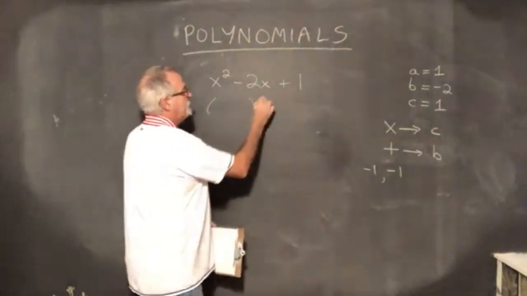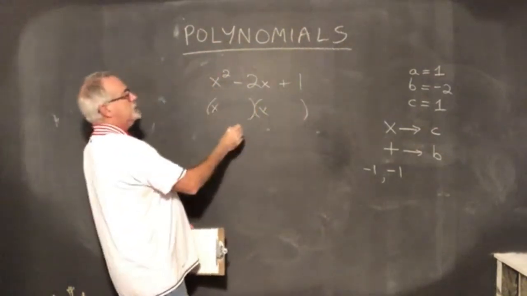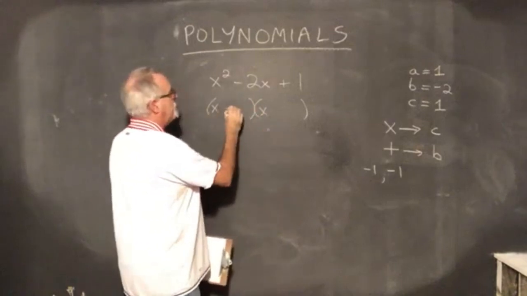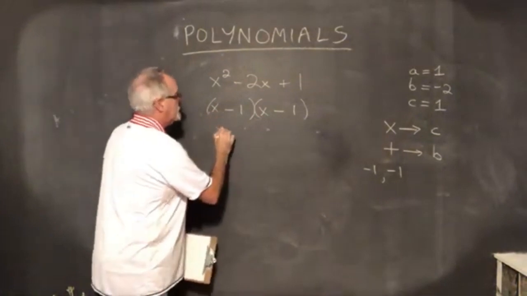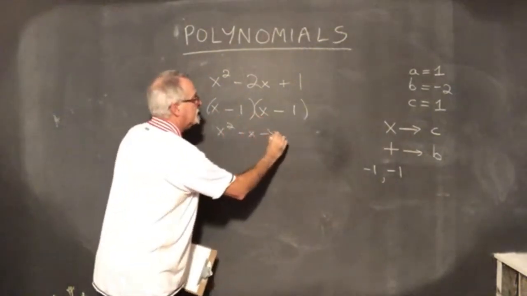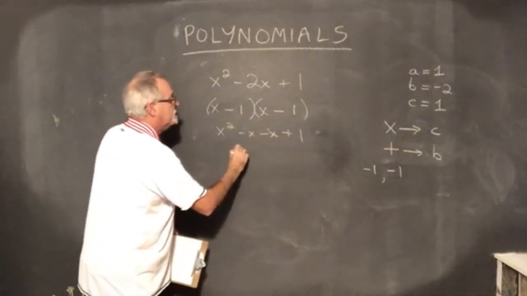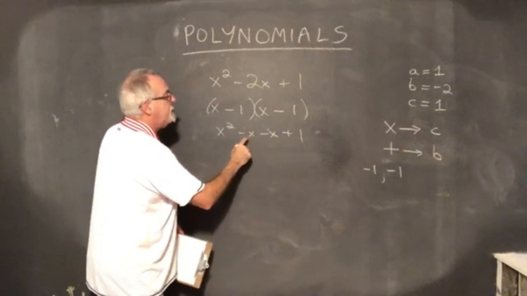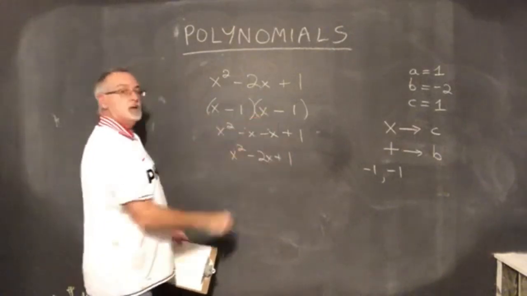Therefore, I put my two binomial brackets. I need the x and the x to create the x squared, and both of the numbers are minus 1, so I write minus 1. And then I verify. X times x is x squared, x times negative 1 is negative x, negative 1 times x is negative x, negative 1 times negative 1 is positive 1. Two middle terms combine because they're similar, x squared minus 2x plus 1. That's what I started with, it works.